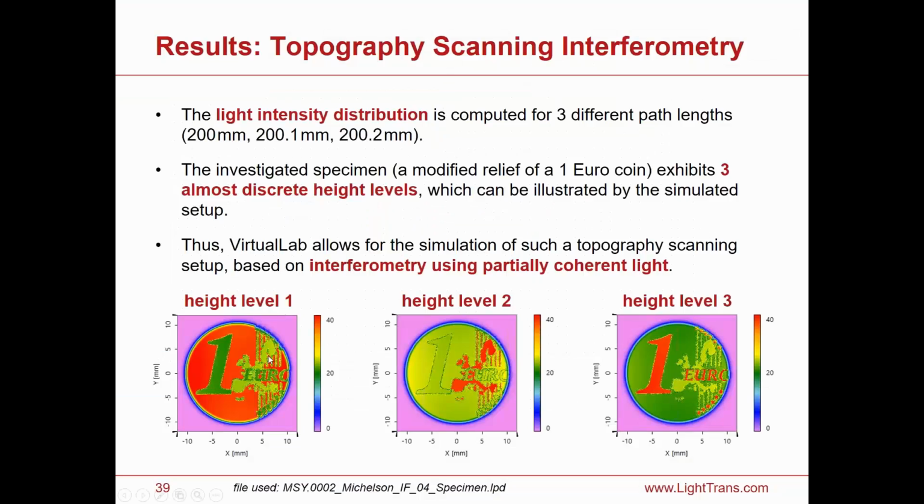And what we now get in this false color illustration is that red is the constructive interference. And if you change the path length of the measurement path, we can scan through these height levels. Here we have the identical path length to the reference path for the surrounding. In the second screen we have the same path length for the continent, and in the third picture we have the same path length for this number and the euro letters.